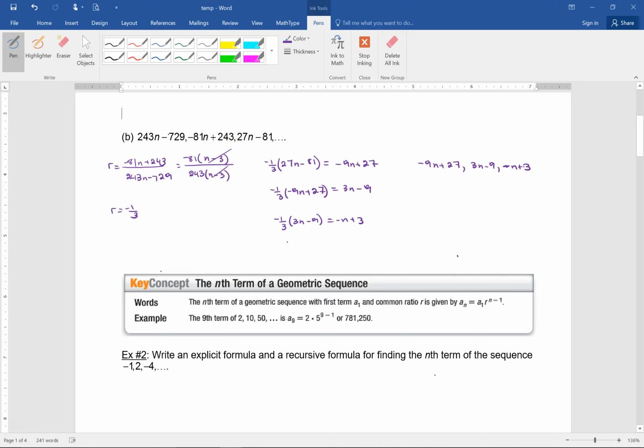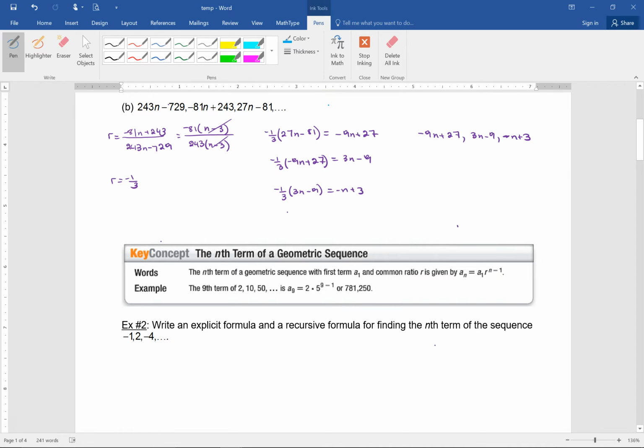All right, so let's do a little exploration. Suppose I have a sequence, and in that sequence, r is equal to 2. Now, suppose that my first term in the sequence is 5, so a1 is equal to 5. What would a2 equal? 5 times what? 5 times 2. And what would a3 equal? 5 times 2 times 2. And a4 would be?